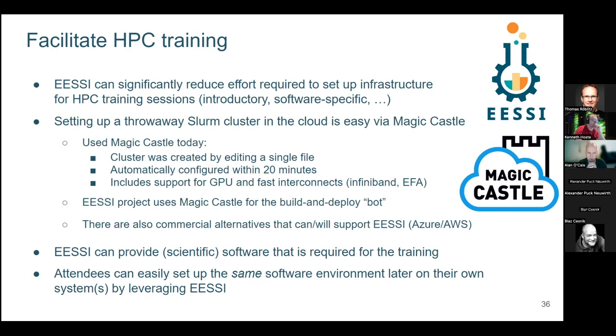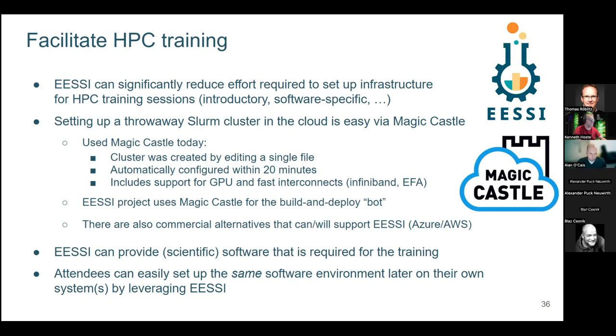So you can cut through a lot of this overhead with EESSI, and then if you couple it with something that can create a throwaway cluster for you. So the one that we used for the cluster today is a tool called Magic Castle. So it generates that throwaway Slurm cluster for you.